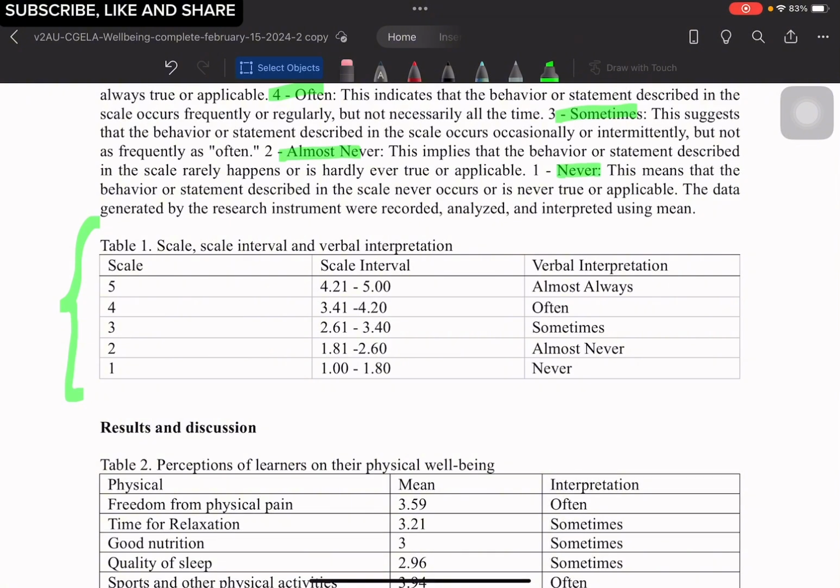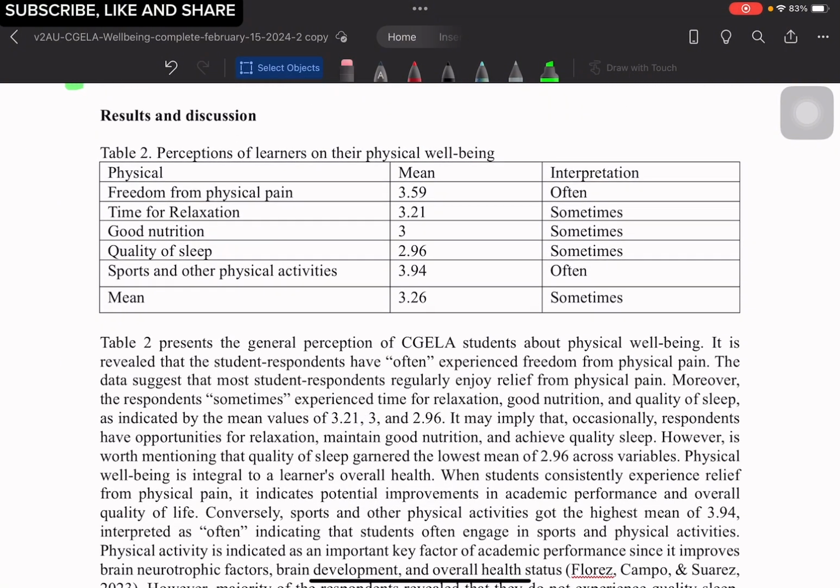After presenting the verbal interpretation table, the tables that were used in order to present the findings of this study will now be included in what we call the results and discussion of the study that utilized the IMRAD format. So for the results and discussion, we will be presenting the first table, which is labeled as table 2 because the verbal interpretation is labeled as table 1.